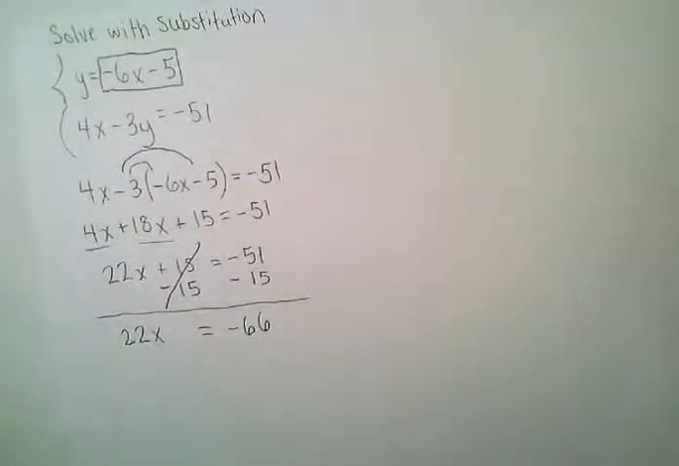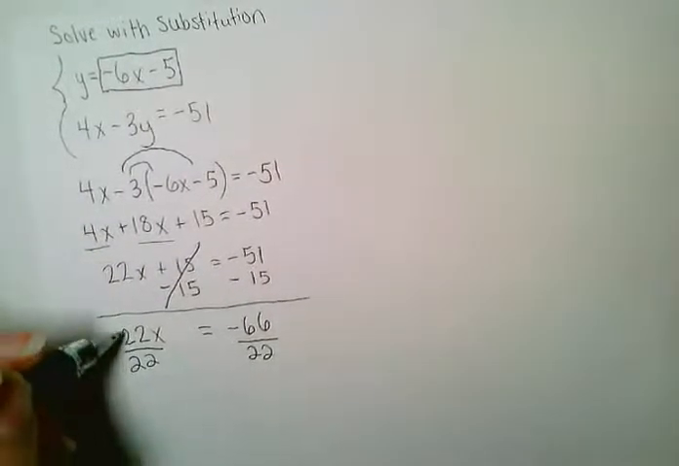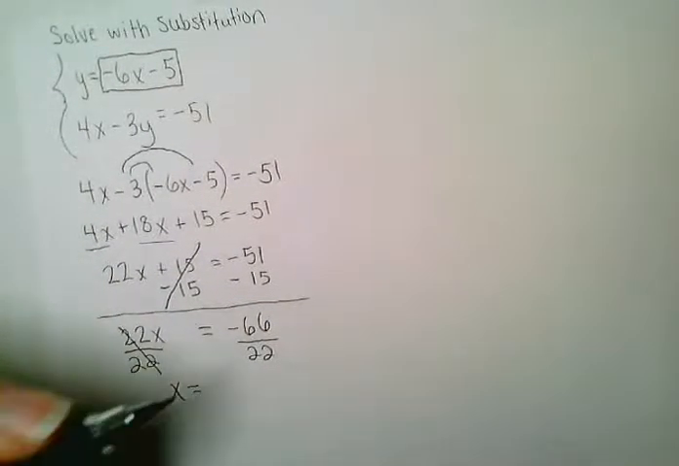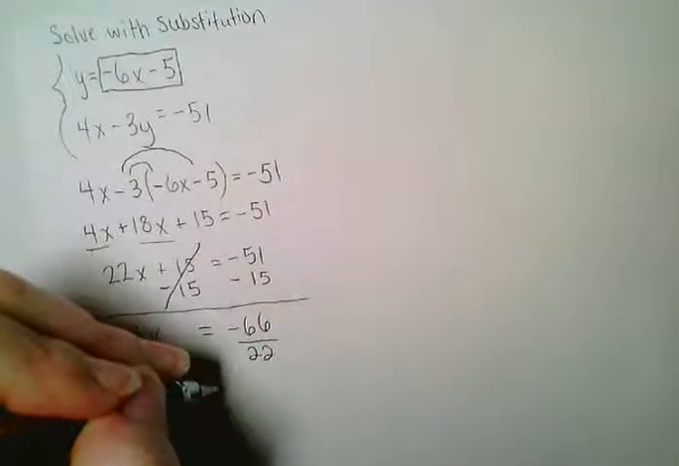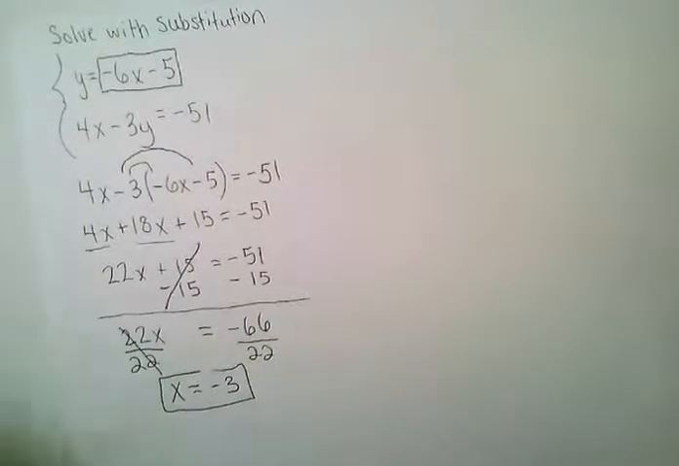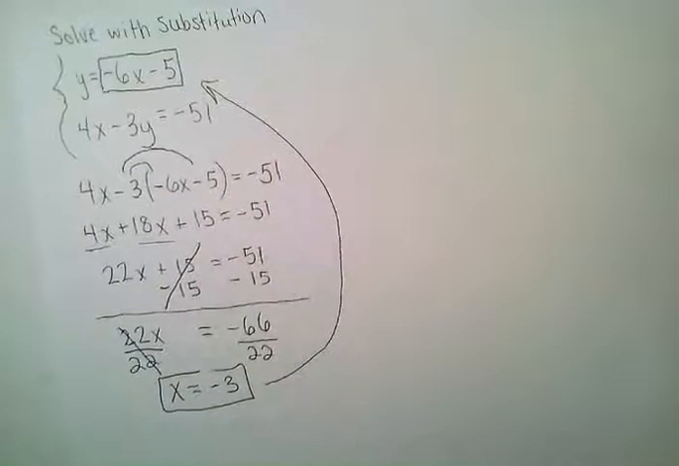And finally, to solve for x, I just divide both sides by 22 to get the x by itself, and negative 66 divided by 22 is just negative 3. So now I have a solution for x, and I can solve for y by substituting this back up into the original equation.